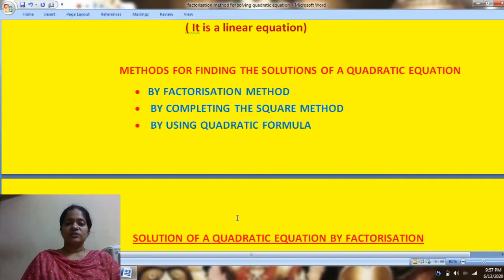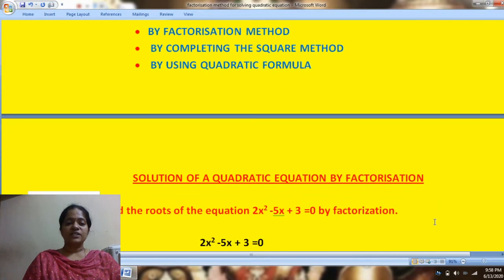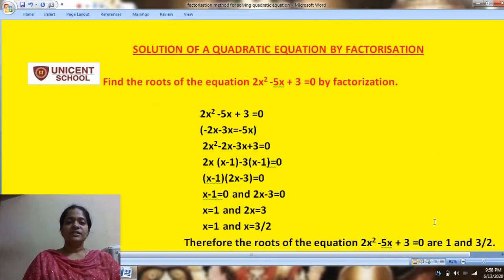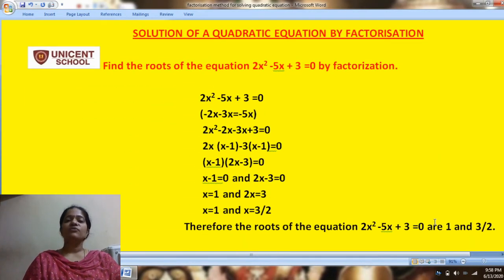Let us find out what the methods are for finding the solution of a quadratic equation. We have got three methods. The first one is the factorization method, the second one is the completing the square method, and the third one is using the quadratic formula. Here we'll discuss the factorization method, how to find the solution of a quadratic equation by using the factorization method.